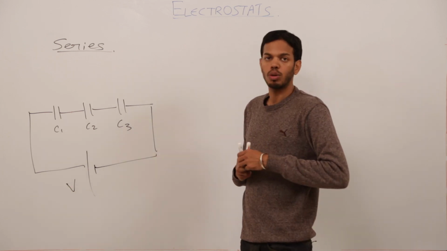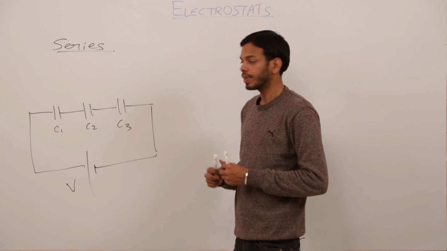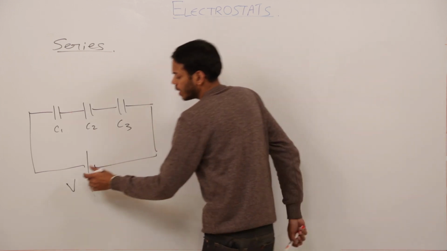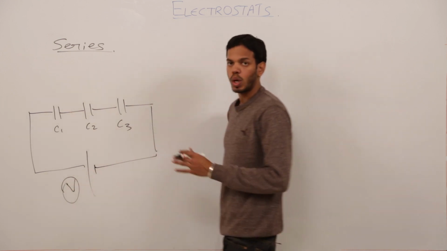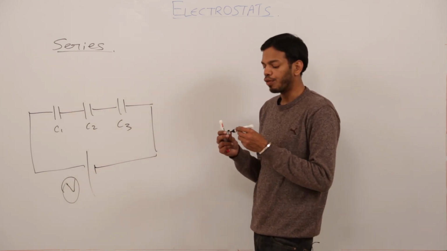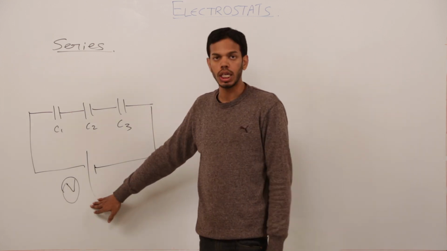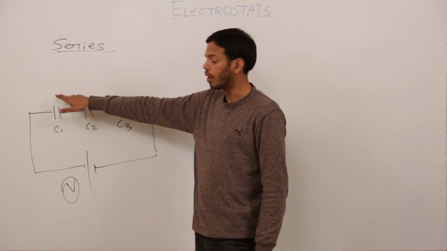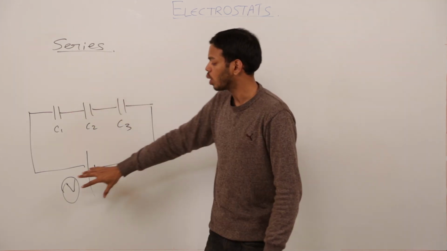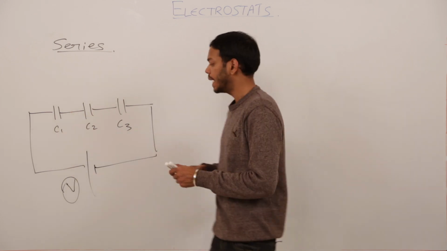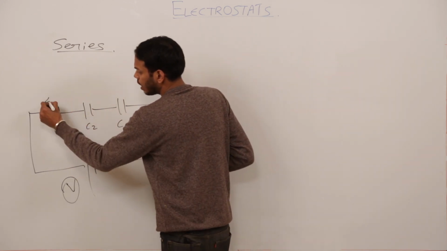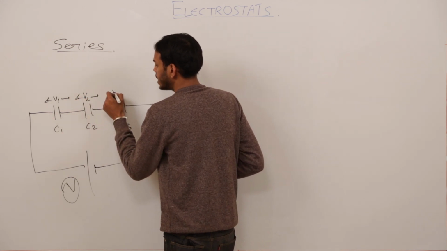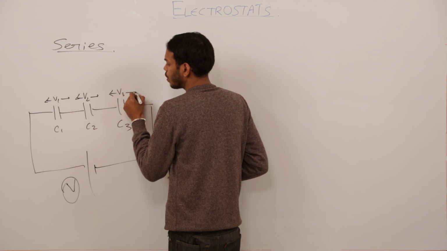What do you think will happen to the charge on each capacitor and the voltage across each capacitor? See, this voltage will be totally consumed by these capacitors. For example, if this is 6 volts, the voltage will be divided like 2 volts, 2 volts, 2 volts or 1 volt, 2 volts, 3 volts, but a total of 6 volts will be consumed. That means if C1 has a voltage V1, C2 has taken a voltage of V2 and C3 has a potential difference of V3.